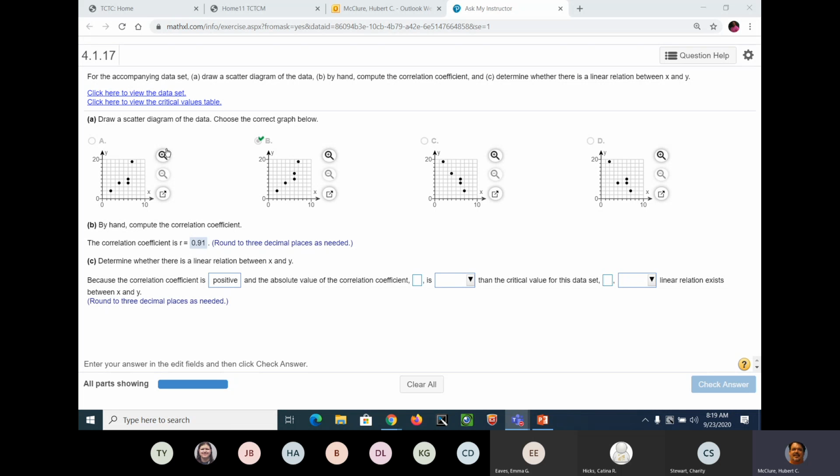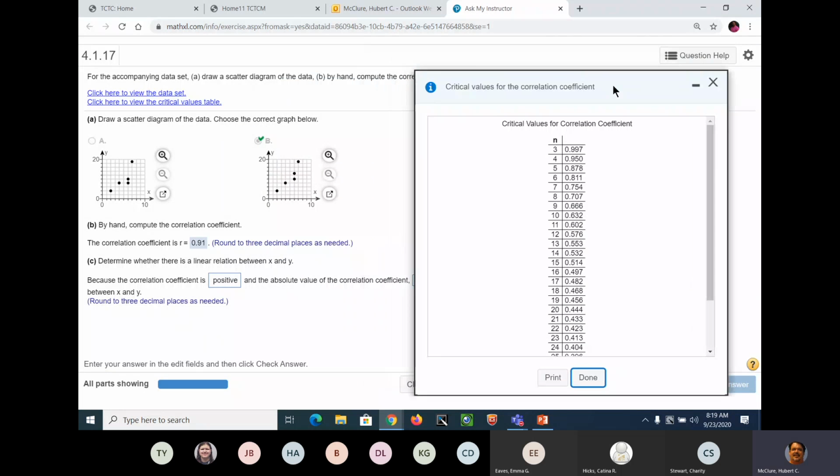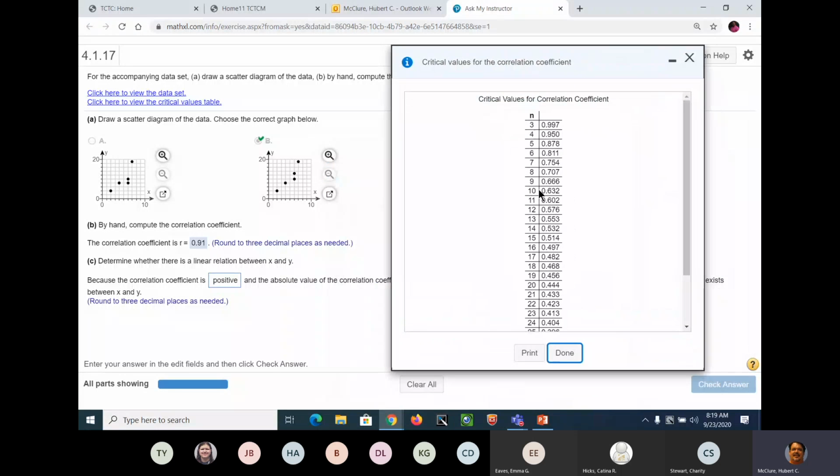First of all, they give you 2 tables. The first one is the data set. The second one is the critical values. Now, sometimes critical values are being used. Critical values are really brought in chapter 9, but they're using critical values here. Go ahead and click on that. And depending on how many data points you're given is what your critical value is.